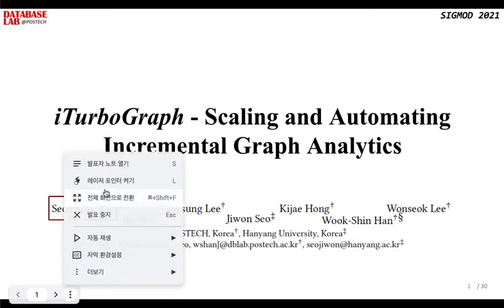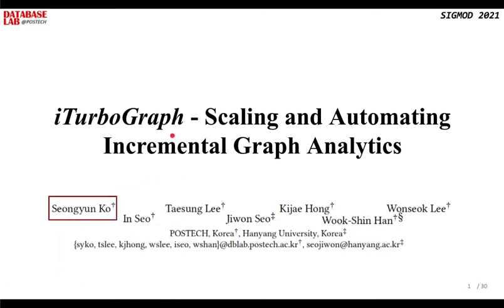I'm Sunghyun from Postech. We present a system called iTurboGraph, which scales and automates incremental graph analytics. And this is a joint work with the authors from Postech and Hanyang University.